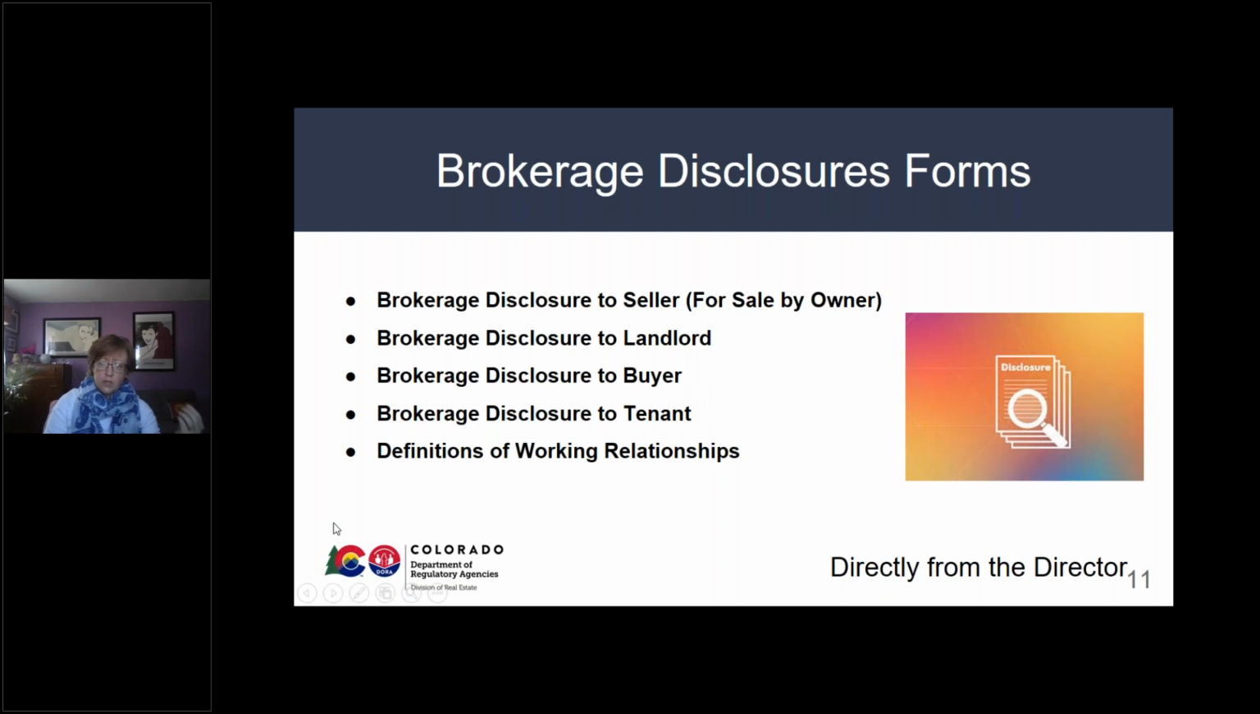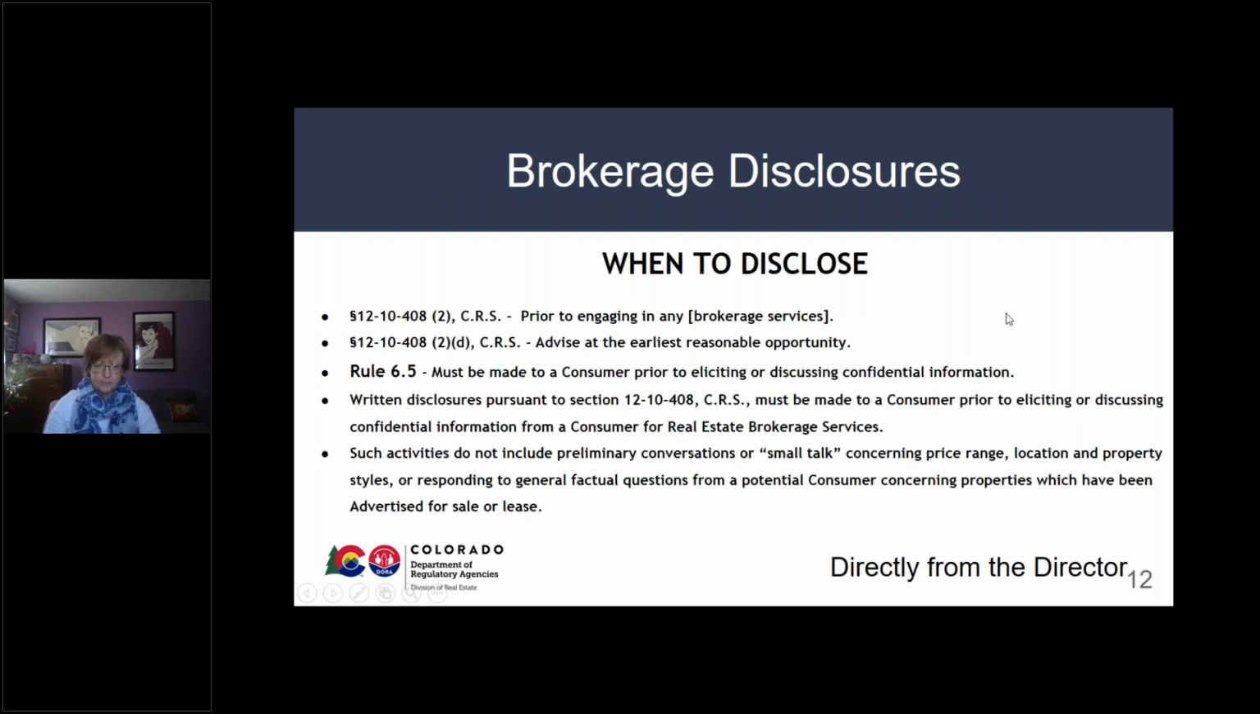So if I was, say, the seller's agent and I was holding an open house and I've got unrepresented buyers coming in, if they start asking me, what's the square footage of this property?